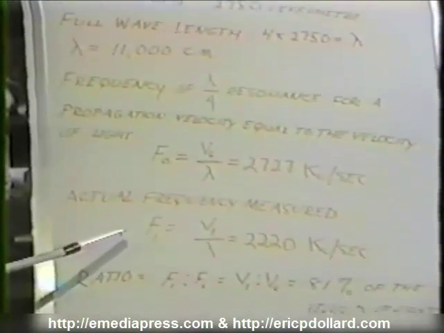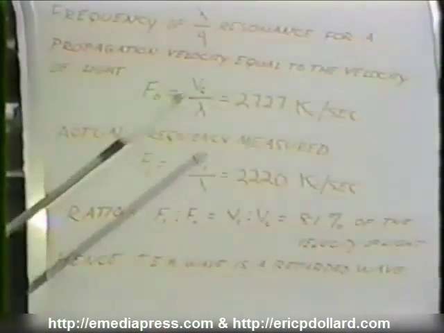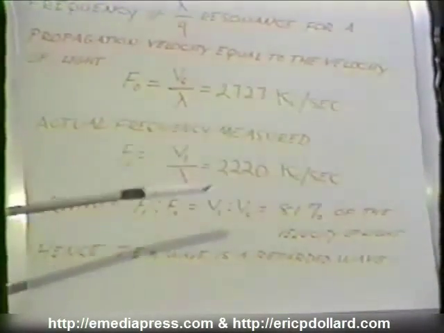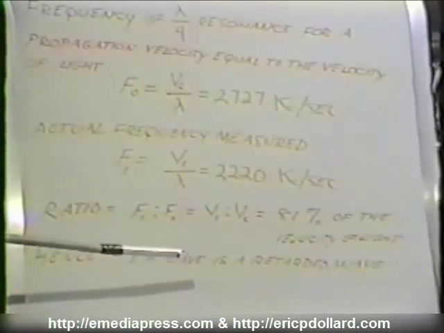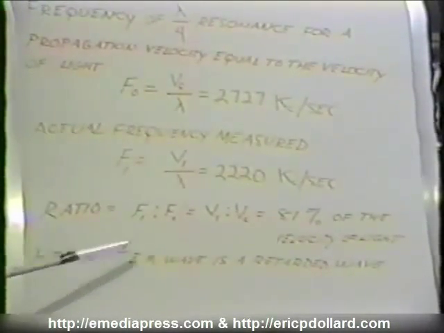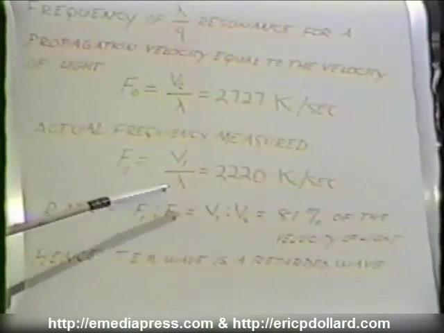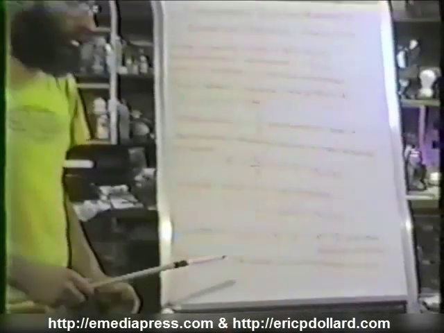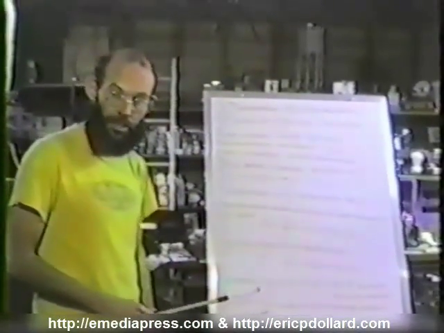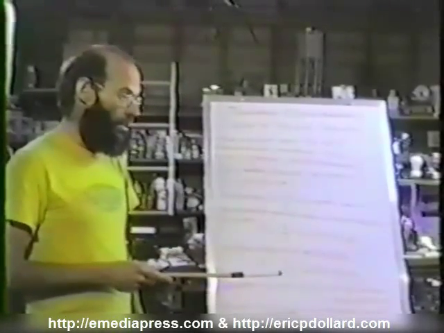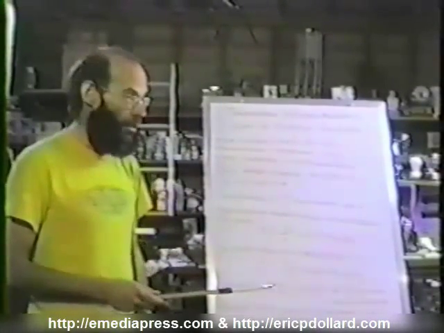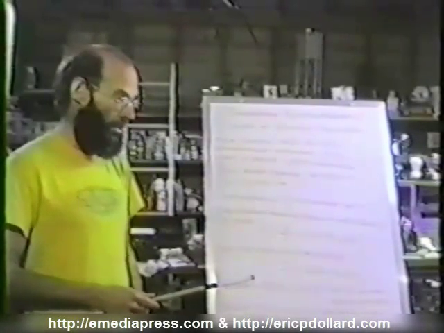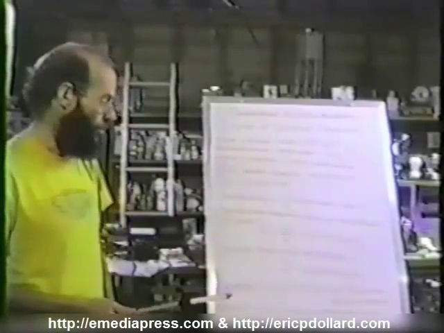The actual frequency we measured was 2,220 kilocycles a second. Now if we take the ratio of these two velocities, we find that the propagating velocity along this cable was 81% of the velocity of light. Hence, this transverse electromagnetic wave is a retarded wave in that it propagates at a velocity less than that of light. The reason for this retarded propagation velocity is that the velocity of light is slowed down by the translucent medium that fills the cable to insulate it, and the resistive losses and conductive losses of the cable in general also tend to slow down the wave a little bit.